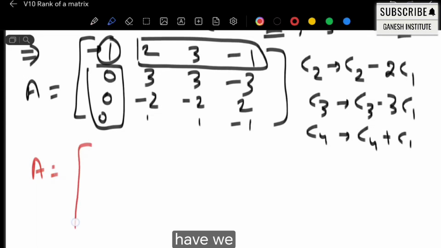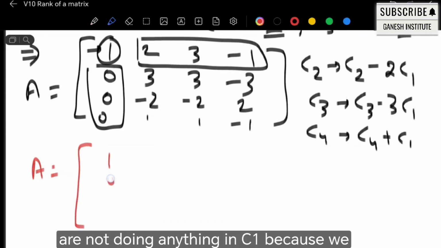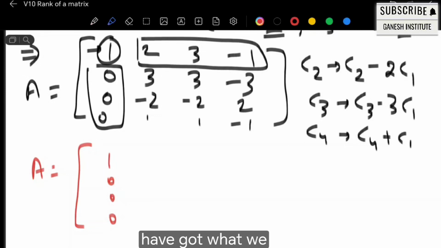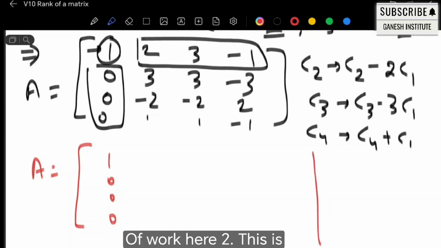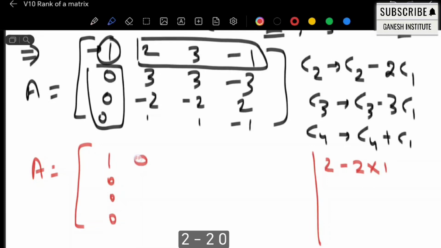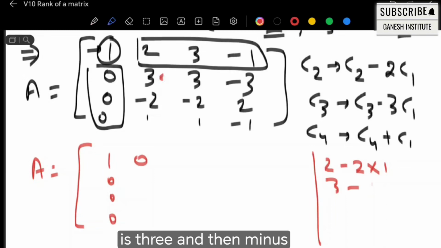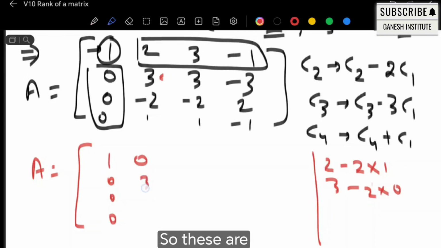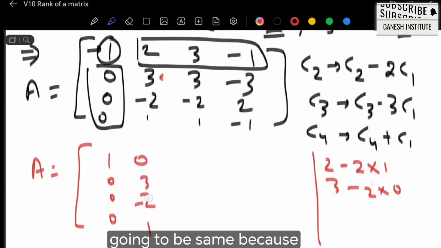So we are not doing anything in C1 because we have got what we wanted. C2 minus 2C1. Let's do rough work here. This is C2 minus 2C1. So 2 minus 2, 0. Then C2, 3 minus 2C1, which is 0. So these are going to be the same because all the rest of the elements are zeros.